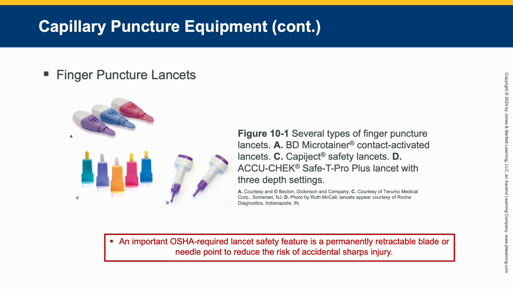This is a picture of some finger puncture lancets. So you can see they have different colors there. These are also different types. These are different companies. And so if you are looking in your book, it starts on 353 and goes to 354. It discusses the different types of lancets.